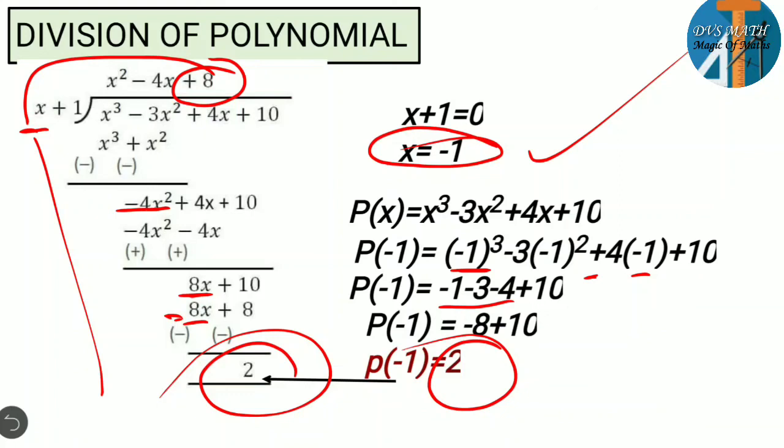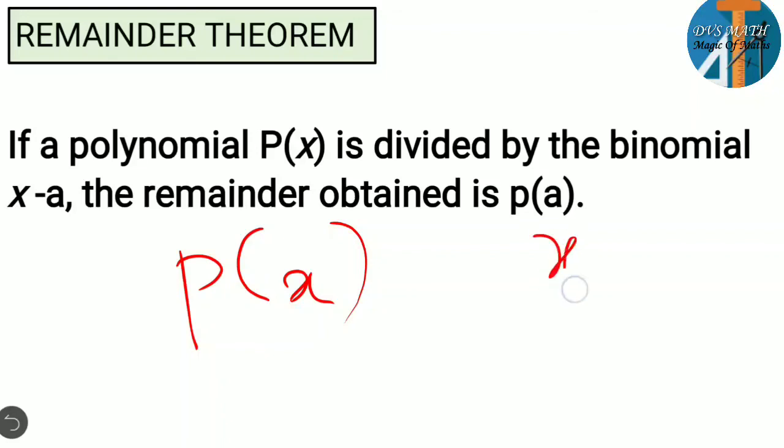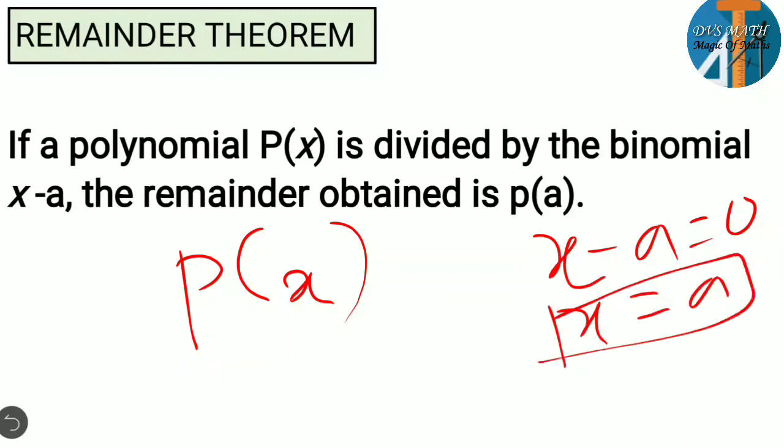So what does the remainder theorem state? If a polynomial p of x is divided by the binomial x minus a, then the remainder obtained is p of a. For example, you are taking a polynomial p of x now. So here what is the divisor? x minus a. So what you have to do? You have to equate that to 0. x is equal to a. So here x is equal to a, that means you have to substitute a in the place of x. What happens? Here the remainder is p of a.